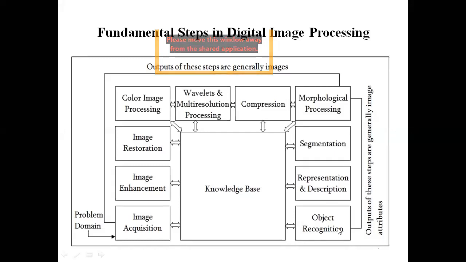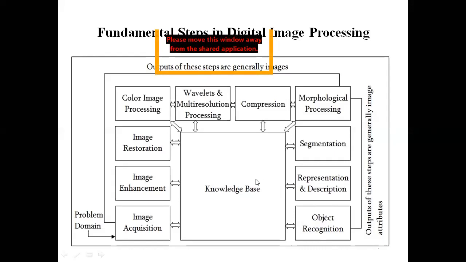Next, object recognition. Object recognition means we recognize a particular object by using a label or a name. So that is object recognition.